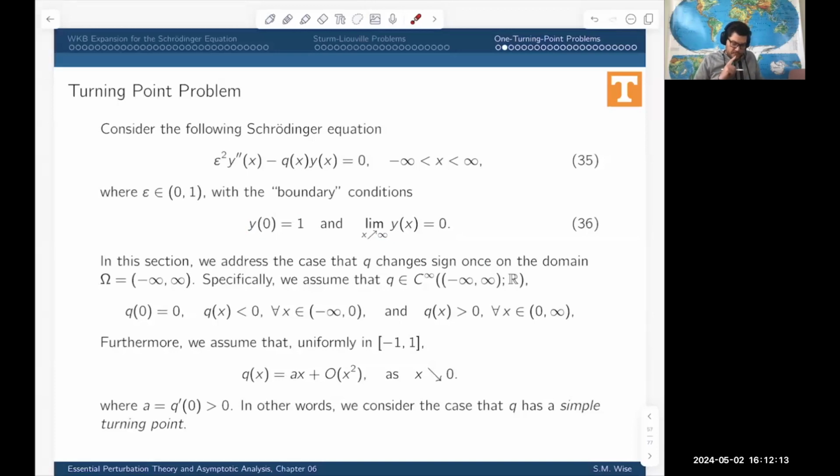So with turning point problems, we're going to finally address the case where Q changes sign one time on the domain. The domain is, of course, the whole real line. Let's assume some specific things about Q. Might as well assume that Q is a smooth function. It's the unique place where it's equal to 0, and we're going to set that to be at x equals 0. Otherwise, we're going to assume that Q is negative on the negative real line and positive on the positive real line.